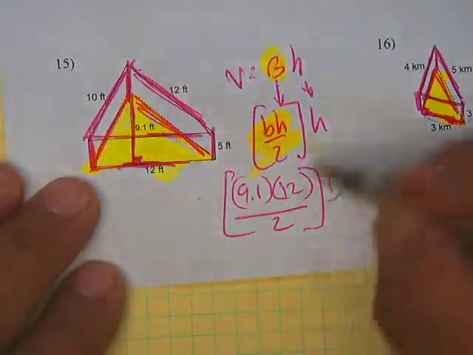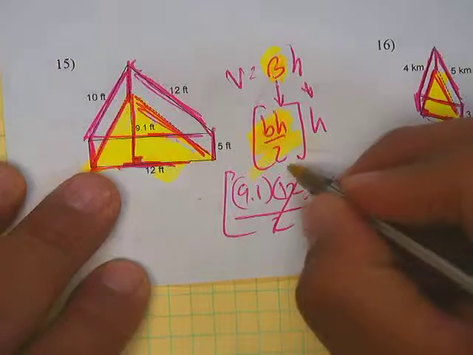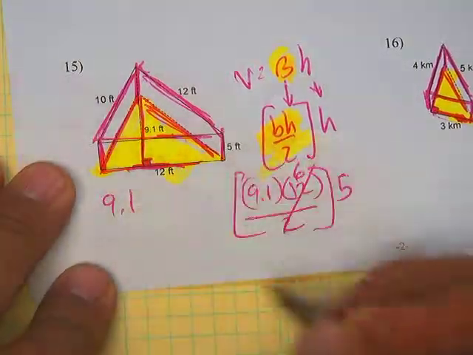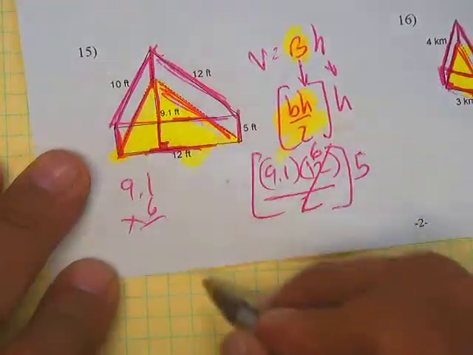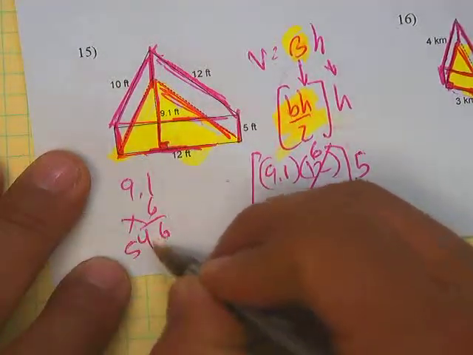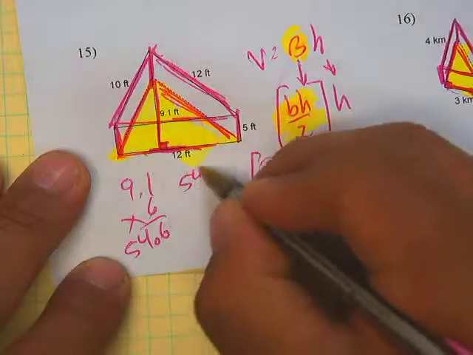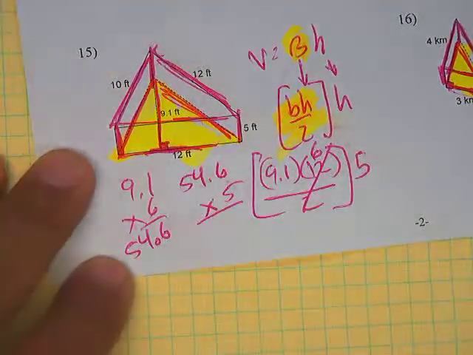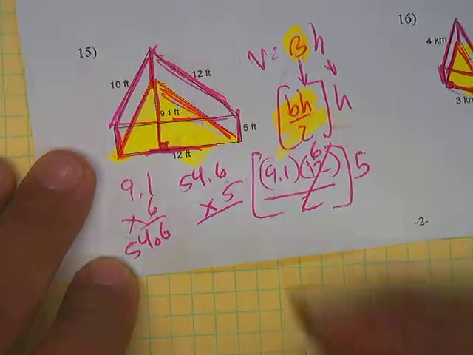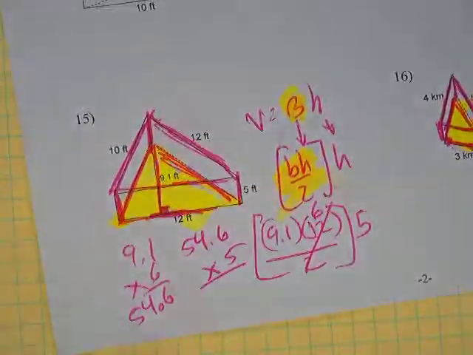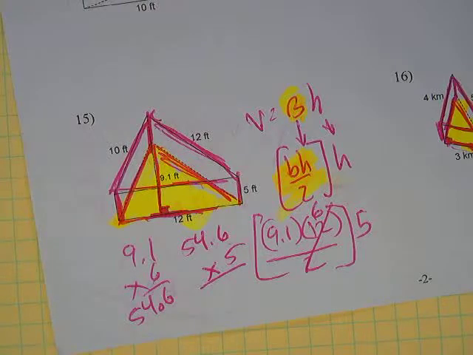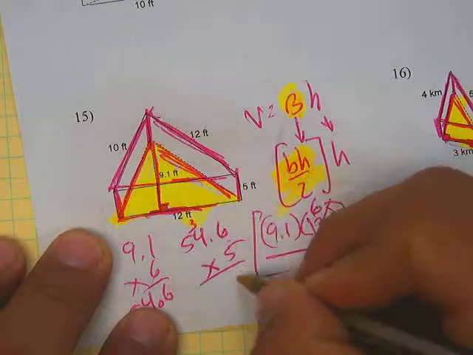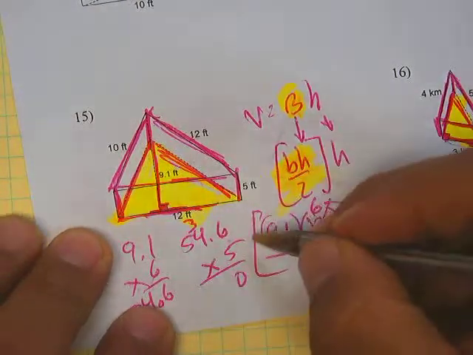Now here, I can do a little shortcut here, divide before I multiply. 12 divided by 2 is 6. And so 9.1 times 6 is 54.6, and then 54.6 times 5. Okay, 54.6 times 5. So let's see here. 6 times 5 is 30.